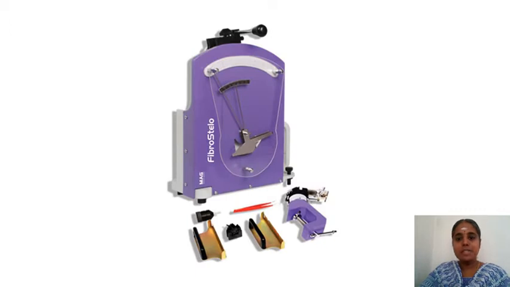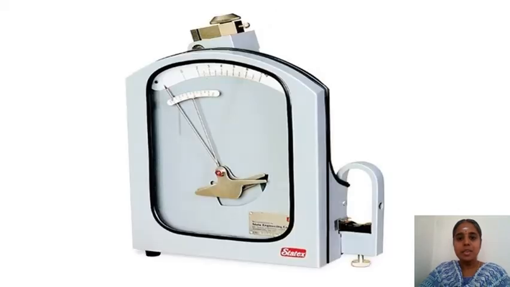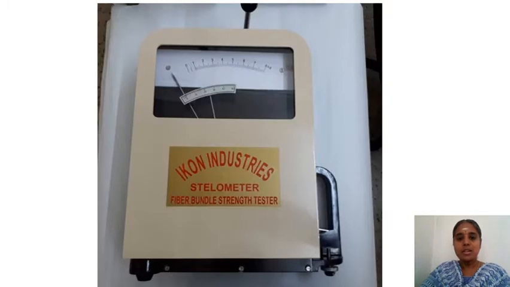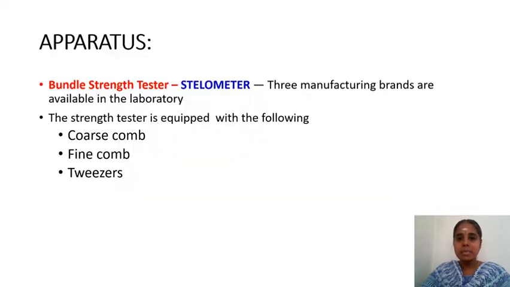This is a picture of the Stelometer instrument available in the laboratory. The manufacturer is MAG. So this is one instrument. One more instrument is also available. This is also a Stelometer, with a slightly different appearance. The manufacturer is Statex. One more instrument, this is also a Stelometer. The Icon Industries are the manufacturers of this instrument. These three instruments are available in our laboratory.